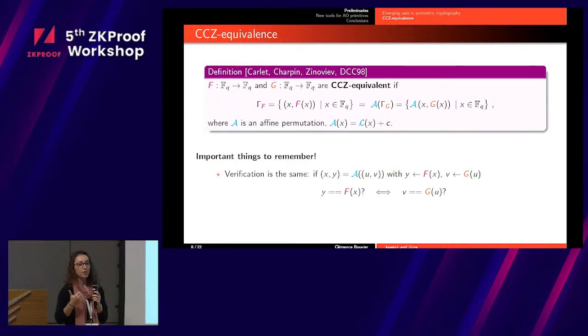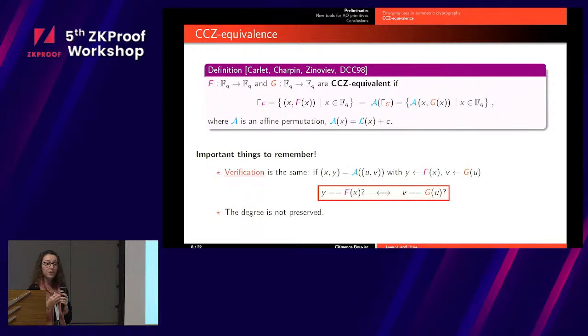The first thing is that verification is the same. I mean, if, for example, you want to check that y is the output of x using the function f, you can just check that v is indeed the output of u using the function g. This is the same. And we also have that the degree is not preserved. You can have the function f of high degree, the function g of low degree, and both can be CCZ equivalent. But what I really wanted to point out here is that verification is the same, because again, we're in that context where we want to have an efficient verification.